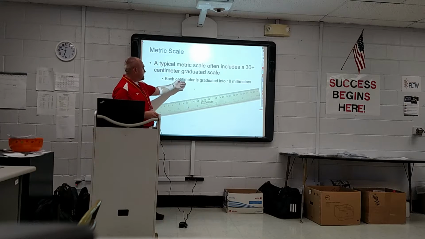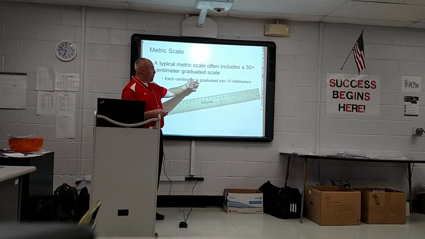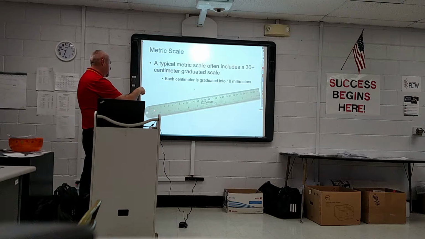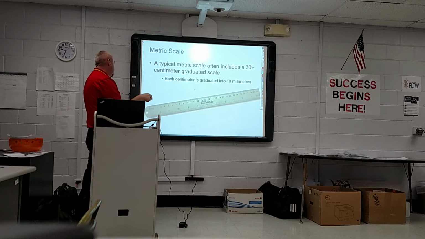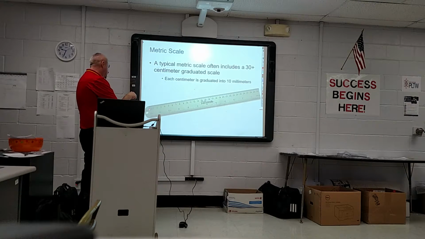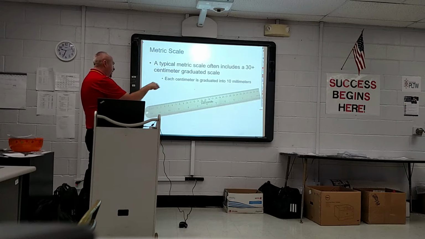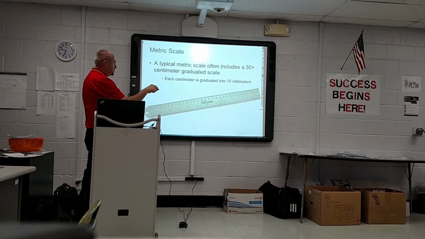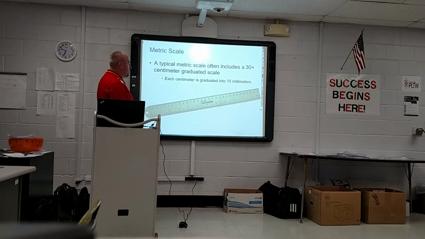For instance, each centimeter is graduated or broken down into 10 millimeters. So if you look at this scale that's given to us here, when you think of your big numbers, your 0, your 1, your 2, your 3, and so forth, in between each one of those numbers, there would be 10 slashes. Those slashes represent millimeters. And there are going to be 10 of those, and so 10 millimeters equals 1 centimeter. And in between each number, you're going to have 10 of those markings.